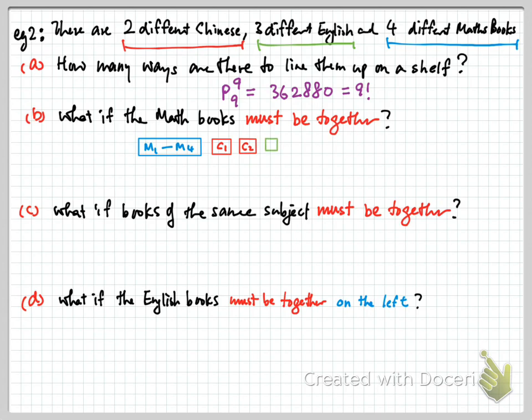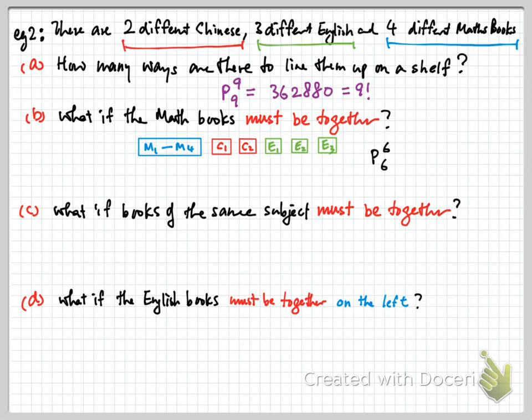English, once again, 3 boxes for the English books, because there's no restriction on the English books. They can be together, they can be separate, I don't care. What I am concerned with is that the maths books must be together, so I put them in a box. So there are altogether 1, 2, 3, 4, 5, 6 boxes. To line up these 6 boxes, we have 6P6 ways.